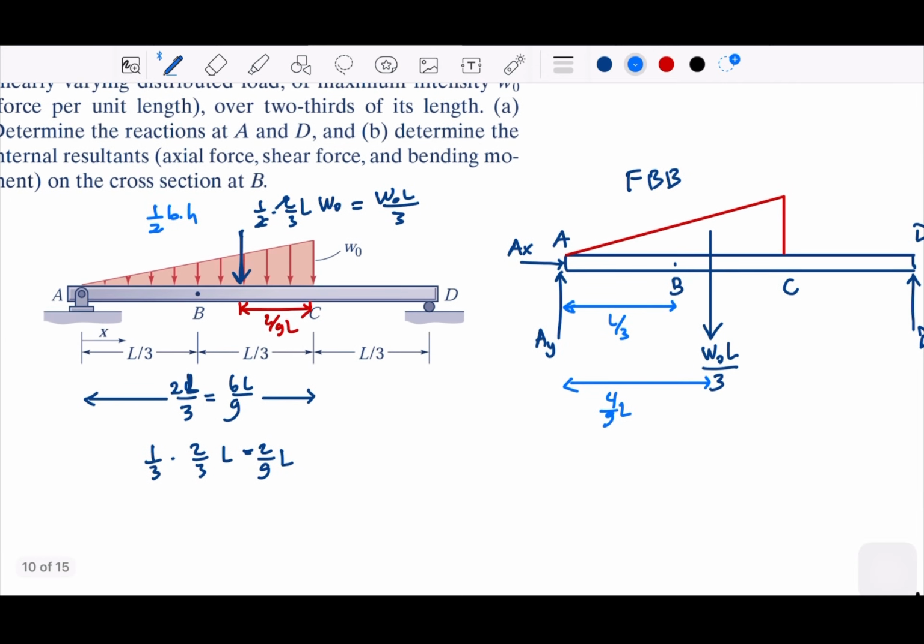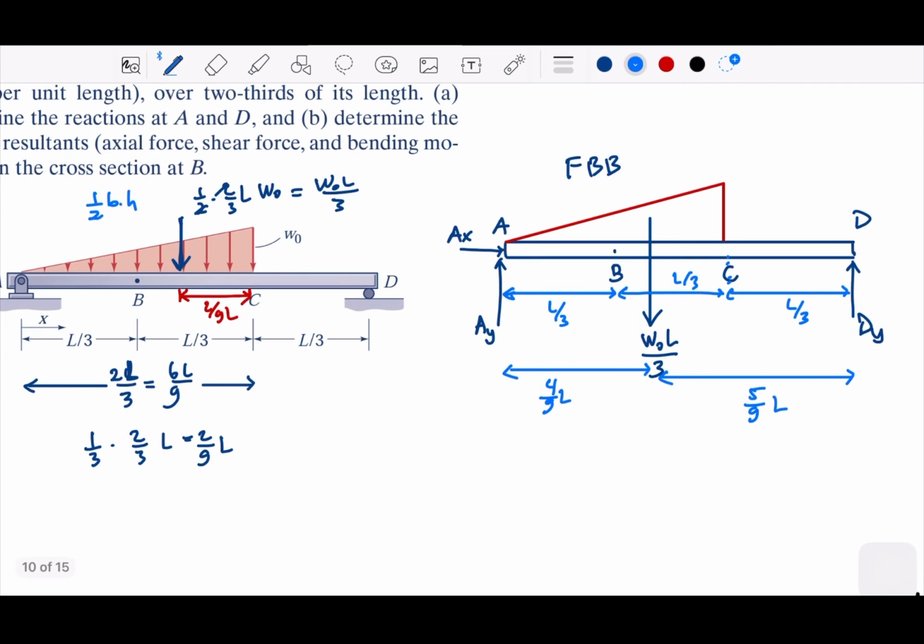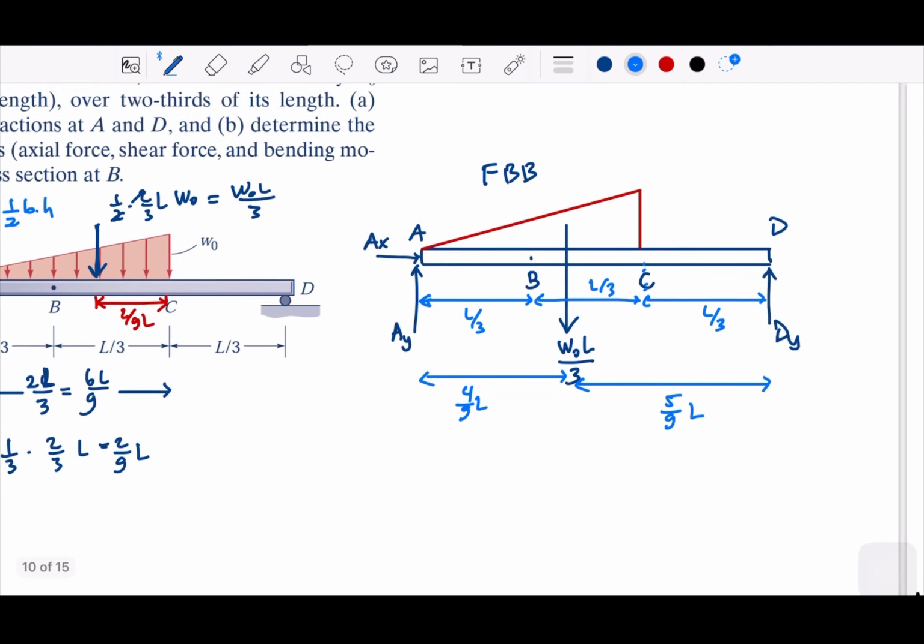The total is L, so this will be 5 over 9, of course, right? The total length is L, so this is 5 over 9 L. And then this will be L over 3. Okay, what else do we have? Yeah, this is also L over 3. Okay, I think that's all, right?